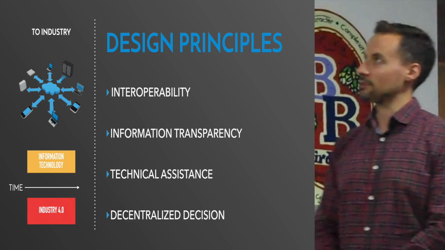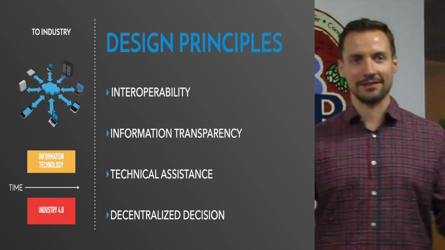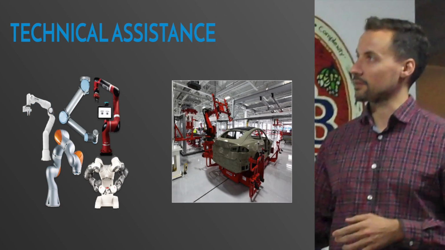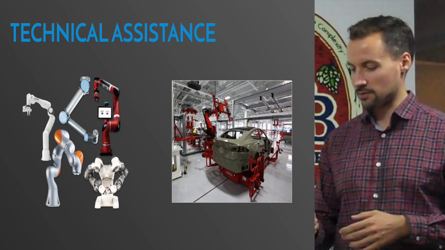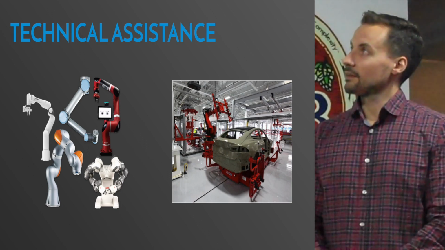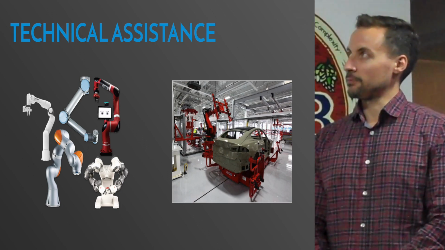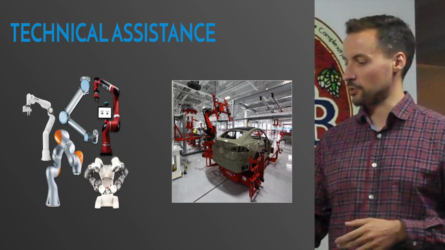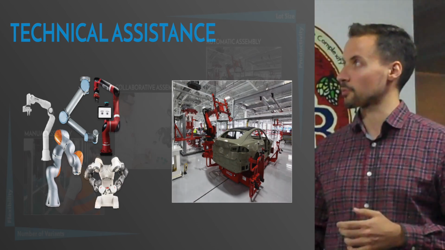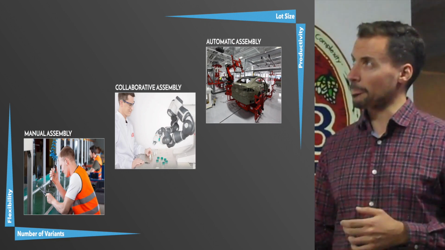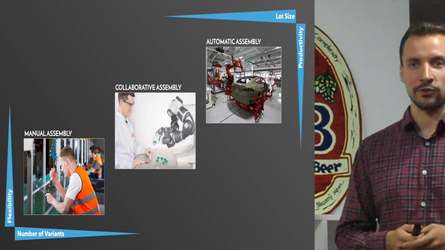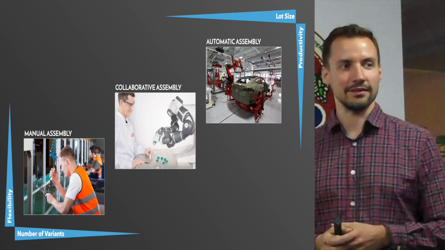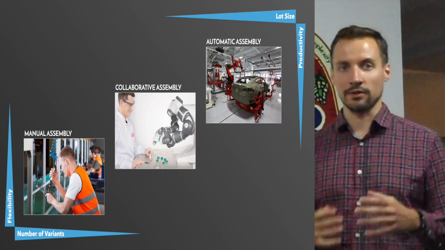Industry 4.0 has four design principles. Like I said, I will not lecture you on this, but I will show you something about technical assistance and about decentralized decisions. Technical assistance: what you have probably seen on the internet, on YouTube, on TV or somewhere else, when you think about automation, robot automation, you probably look at something like this. But then there are new types of robots that are used, which are called collaborative robots. You can see over here. Those are cute little assistants for any manufacturing process.